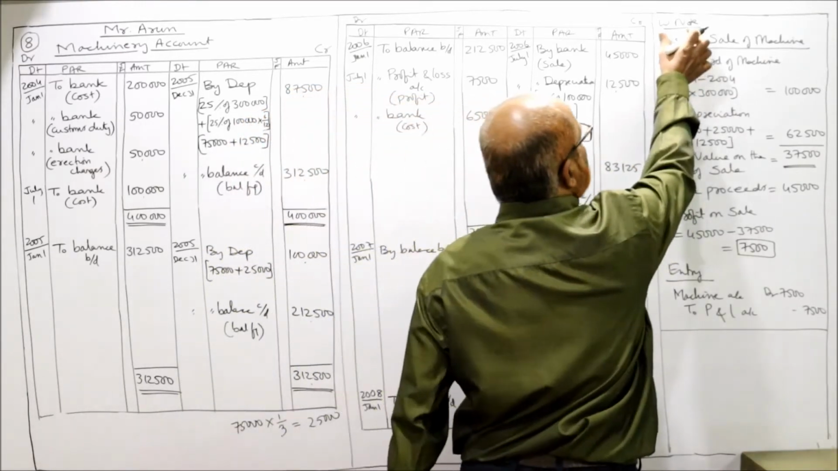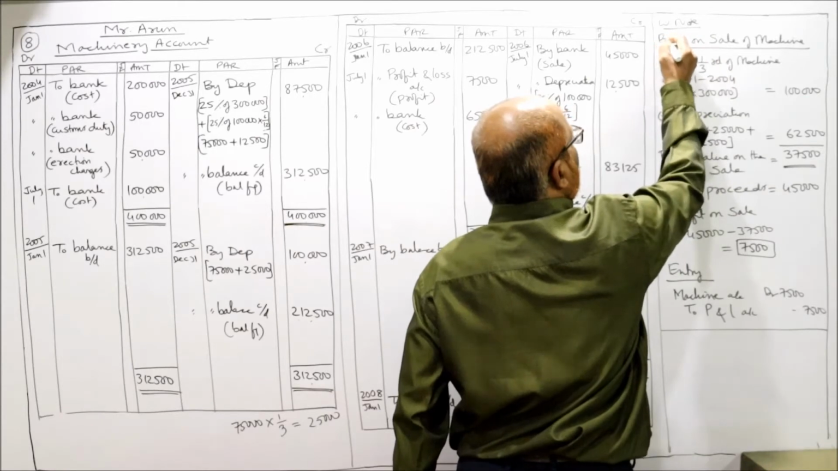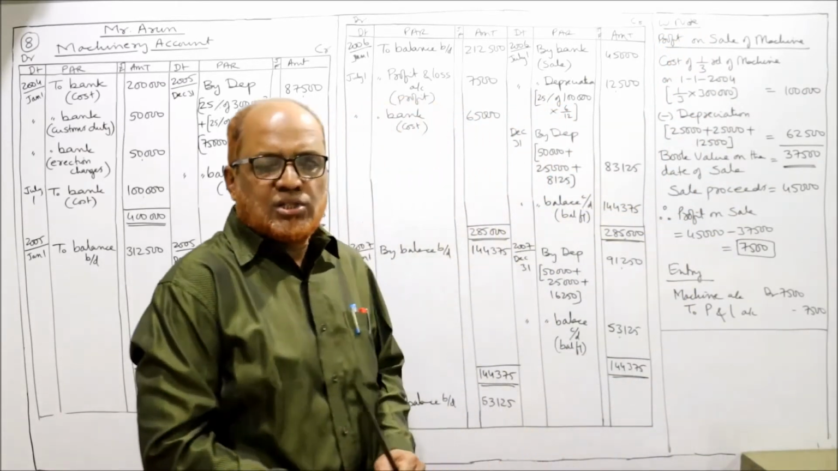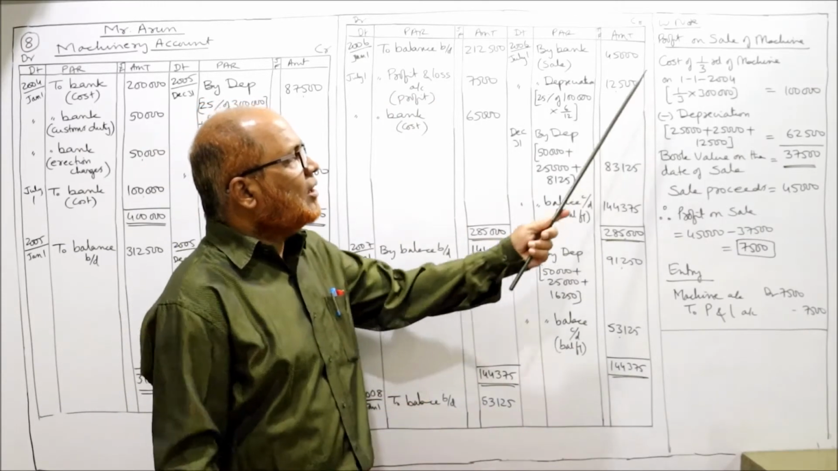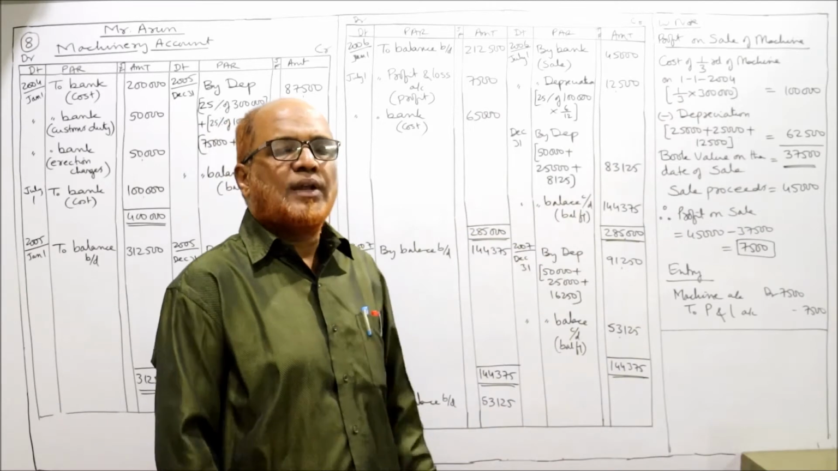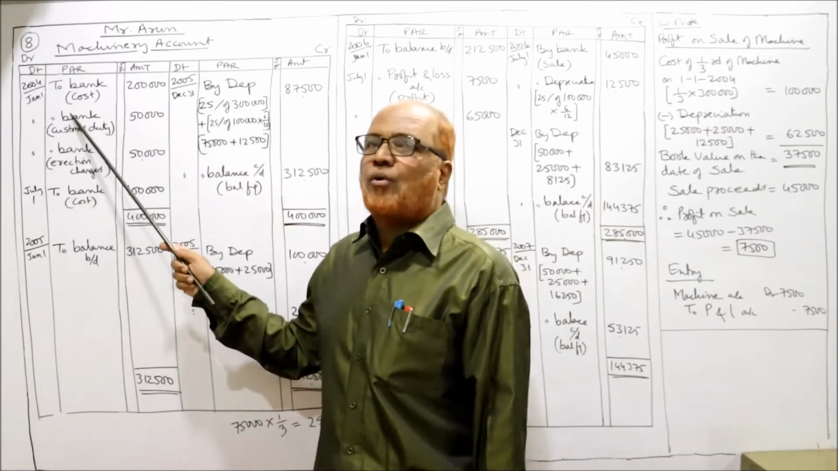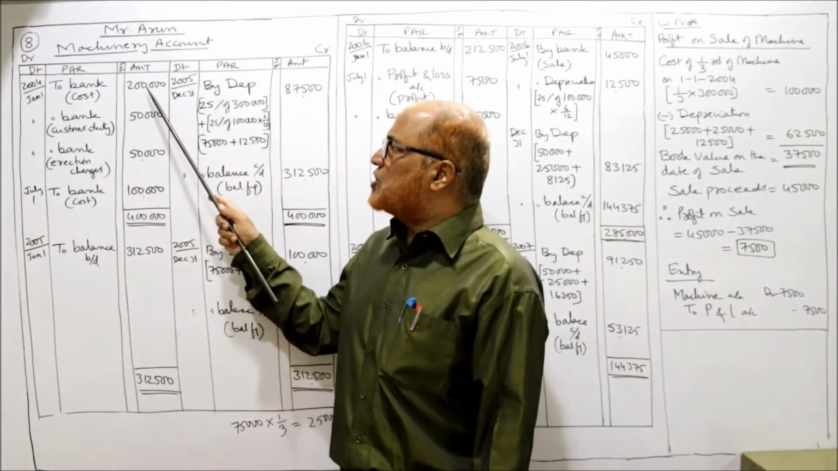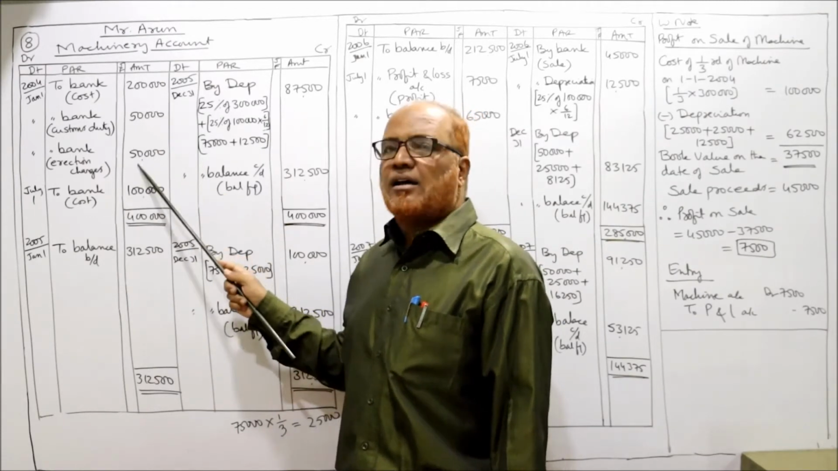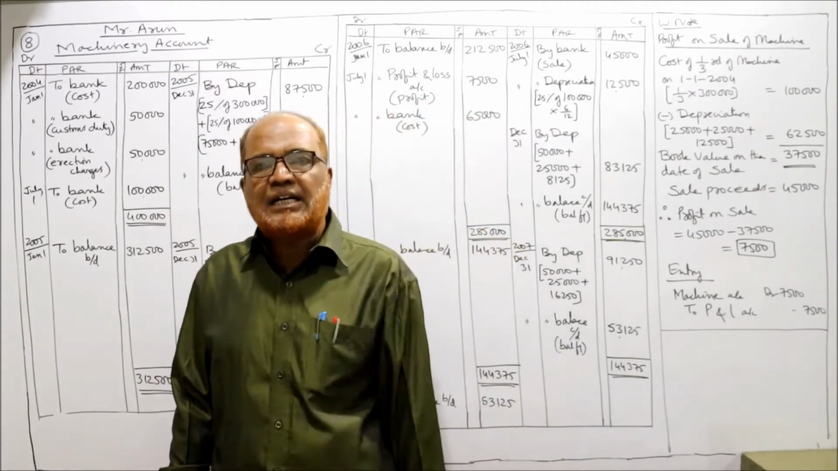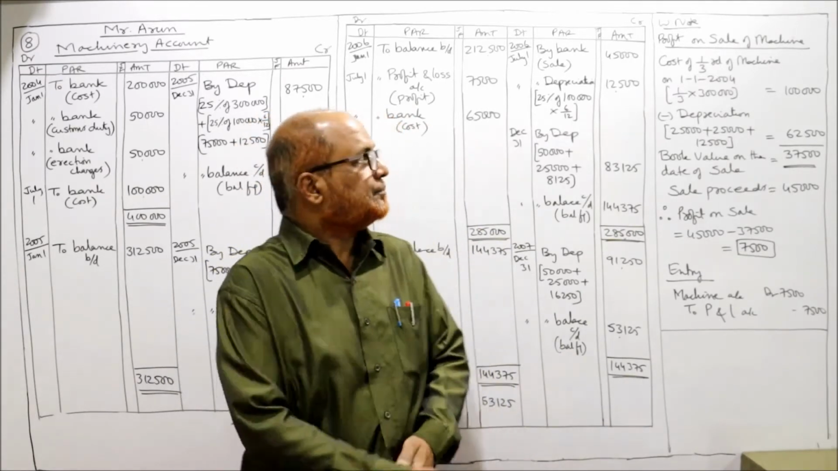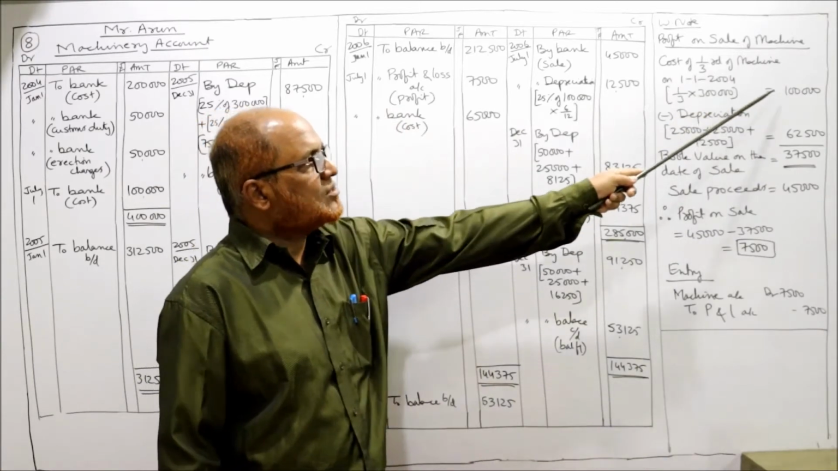Here I have written loss. Actually it should be profit or loss. Profit or loss on sale of machine. So first of all, cost of 1/3 of machine on 1st January 2004. Actually 1st January 2004, the total cost of machine is 3 lakh. 2 lakh plus 50,000 plus 50,000, 3 lakh. So out of 3 lakh, 1/3 is 1 lakh.